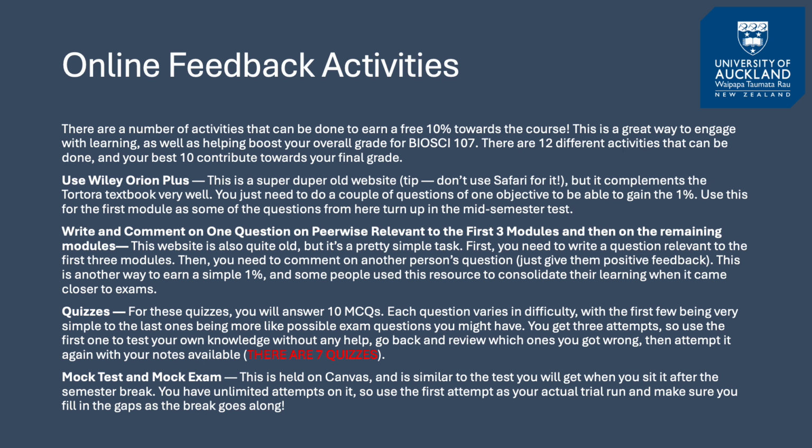The next way you can do it is by writing and commenting on one question on PeerWise, relevant firstly to the first 3 modules and then a second percent for the remaining modules. This website is also quite old, but it's a pretty simple task. First, you need to write a question relevant to the first 3 modules, and then for the second one, to the rest of the modules. And then you need to comment on another person's question by just giving them positive feedback.